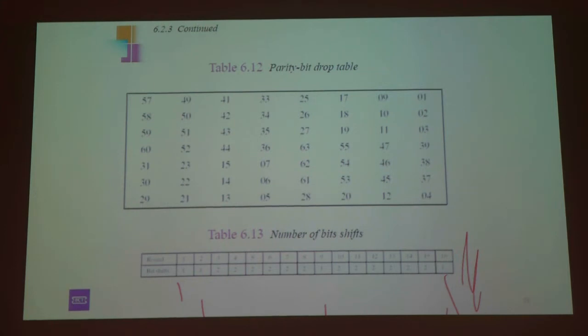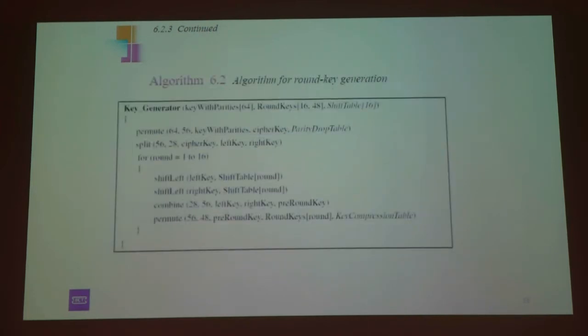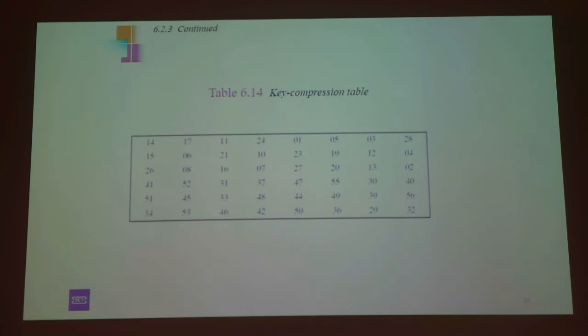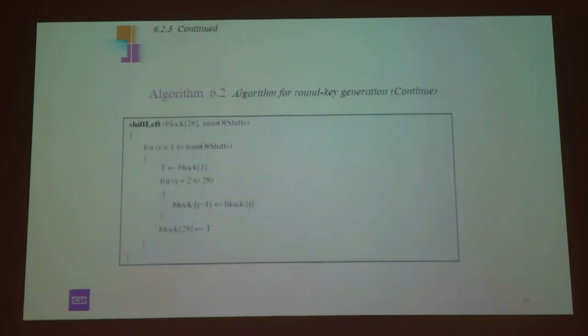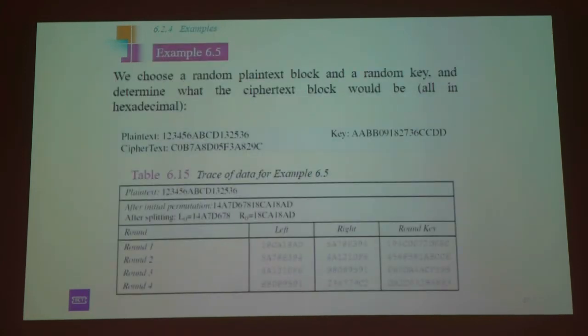So basically, if you look at the table, how many bits do we have? 1, 2, 3, 4, 5, 6, 7, 8. 1, 2, 3, 4, 5, 6, 7. So 7 times 8, how much? 56. After dropping the parity bits. There's the key compression table and all.